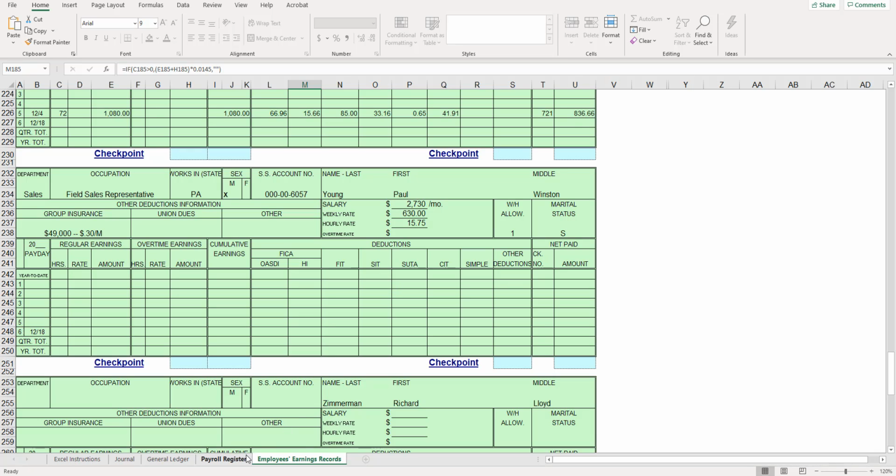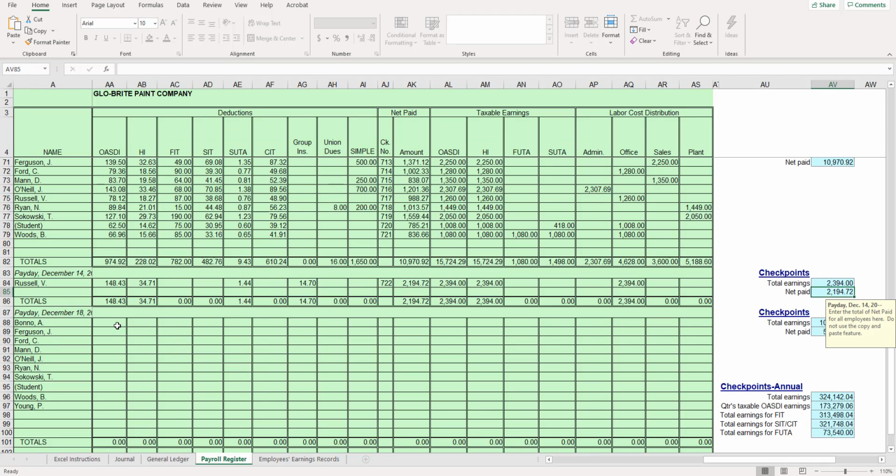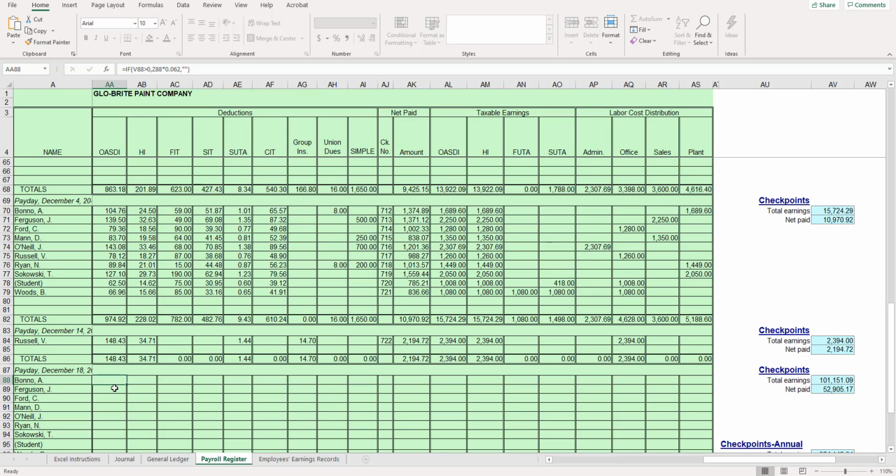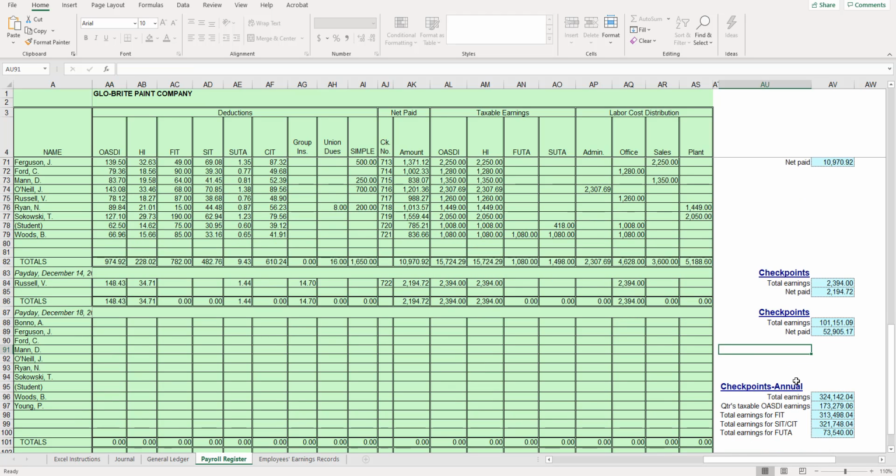So next, you will work on number 30, which is the December 18th payroll. We have gone through a couple of payrolls, the bigger one on the 4th and a short one on the 14th. And now for the 18th, you will need to complete the payroll register and the journal and the general ledger and the employee earnings records for this December 18th payroll. I've provided some check figures for this in a check figure document that's posted in week 8, and you can use that. I also have the checkpoints filled in over here for you, and those are some good guides.